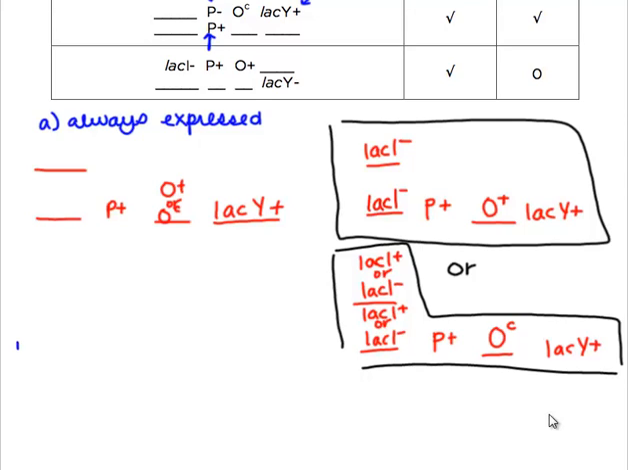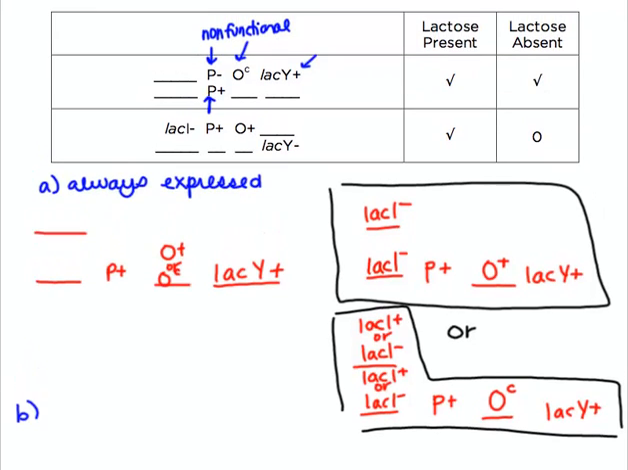For diploid B, if you look at the phenotype, you see that lactose permease is expressed when lactose is present, but isn't expressed when lactose is absent. So this is a normal wild-type phenotype for the LAC operon, where it can respond to different levels of lactose in the cell. So what do we have here?